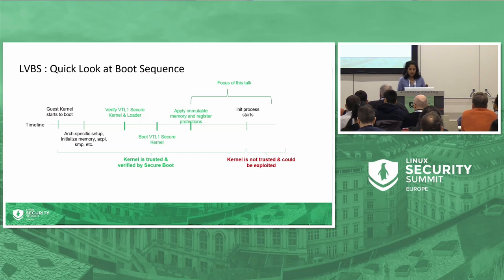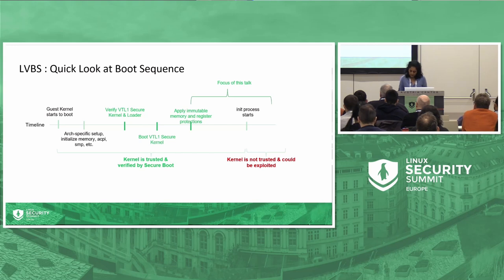With this assumption, the boot sequence for LVBS today looks like this. The guest kernel starts to boot and does its initialization setup. Then it loads the Hyper-V specific VSM driver, which verifies the secure OS binaries, which are part of initrd, and loads them into a previously established memory space. It boots the CPUs in the secure OS, collects all the protections from the hypervisor agnostic layer, and sends them to the secure OS, and the secure OS applies these protections. Finally, the guest kernel asks the secure OS to lock down these protections. And there, the boot sequence ends.